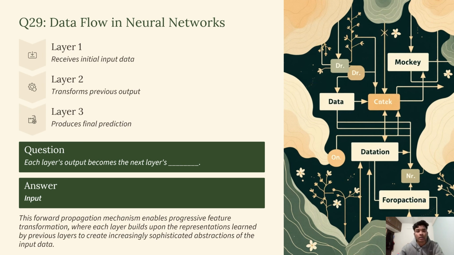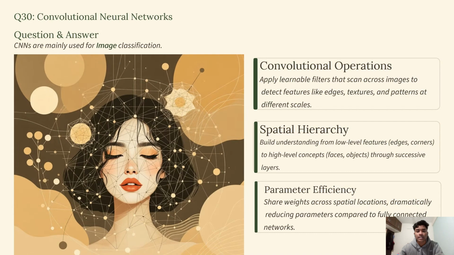Question number 30. Convolutional neural networks, or CNNs, are mainly used for image classification. They use filters to detect edges, textures, shapes, and complex objects. Because of weight sharing, they use far fewer parameters than fully connected networks, making them efficient and fast.